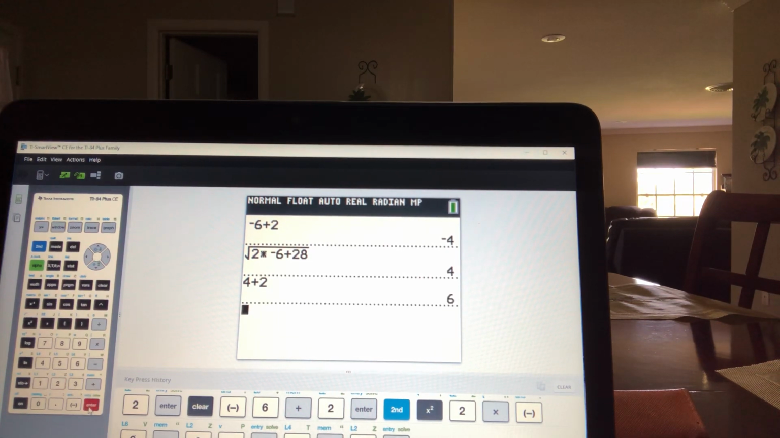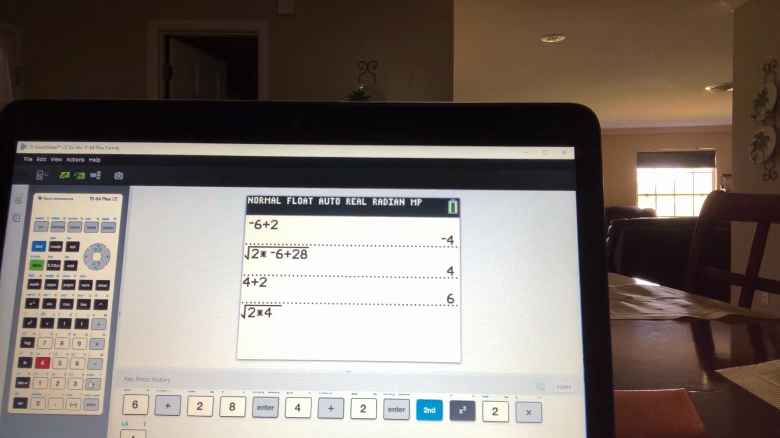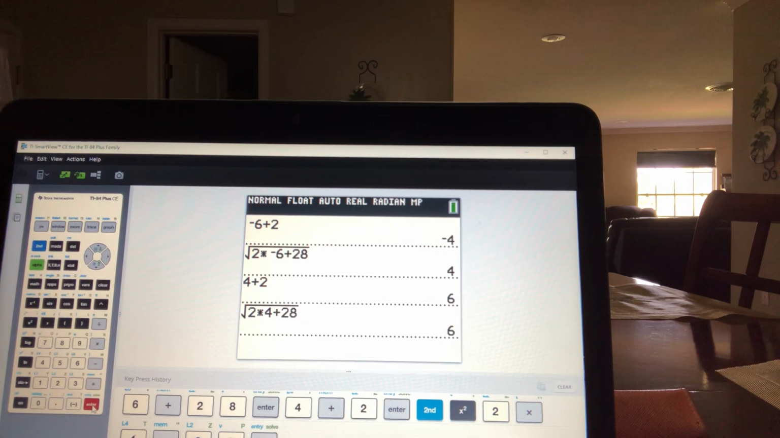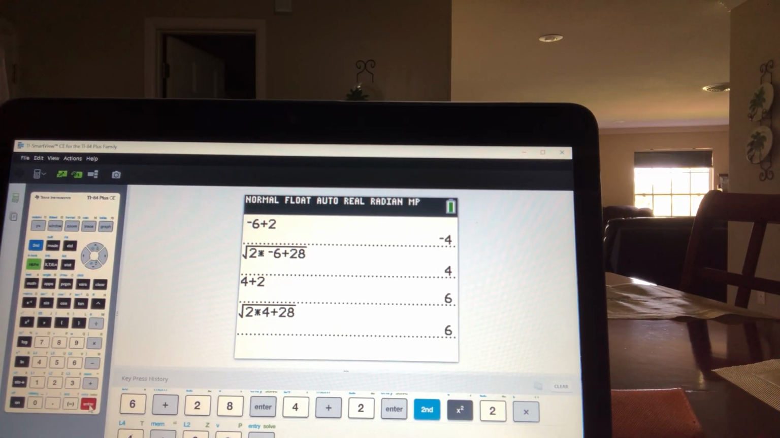And of course, that's 6. And then the other one is square root of 2 times 4 plus 28, and enter. And that's also 6. So for that one, we got 6 both times. So if you get the same number twice, that means it is a solution.